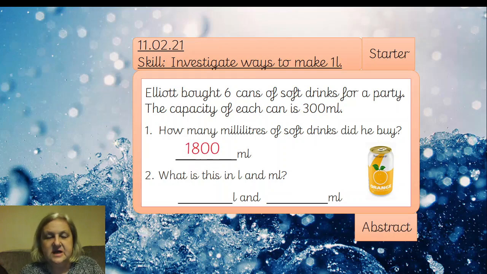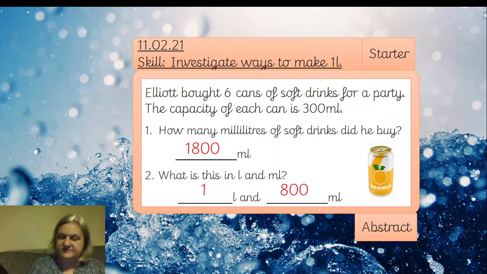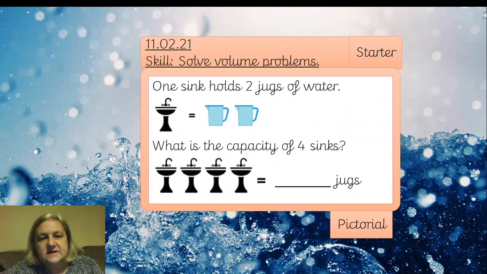There's 1800 millilitres, because 6 times 3 is 18, and you've got your place value, 300, so it makes it 1800. That's 1 litre and 800 millilitres. You've got to know that fact, haven't you? You've got to remember that fact, 1000 millilitres in a litre.